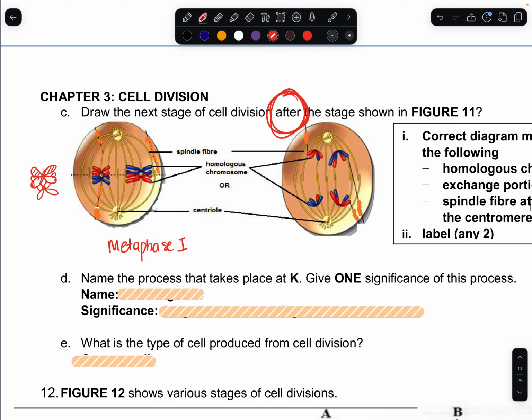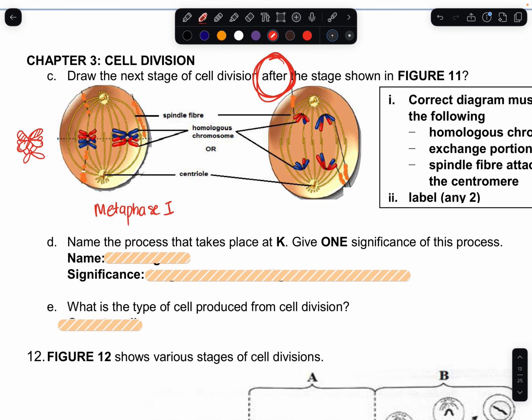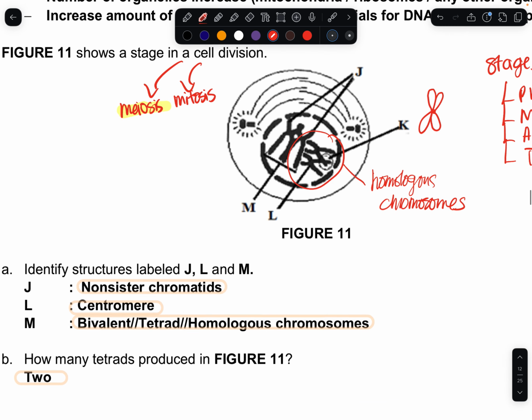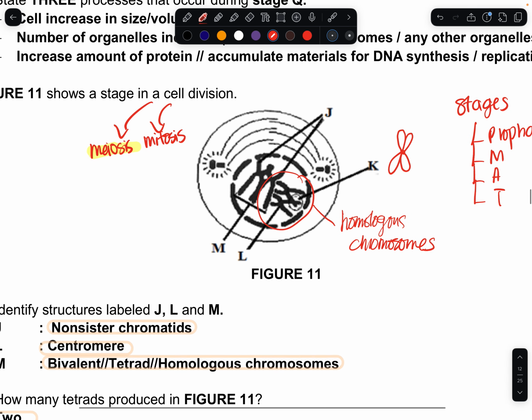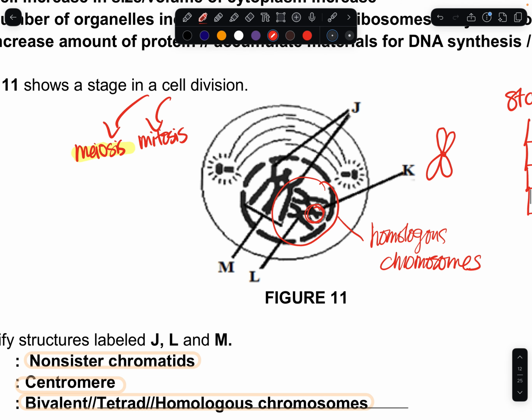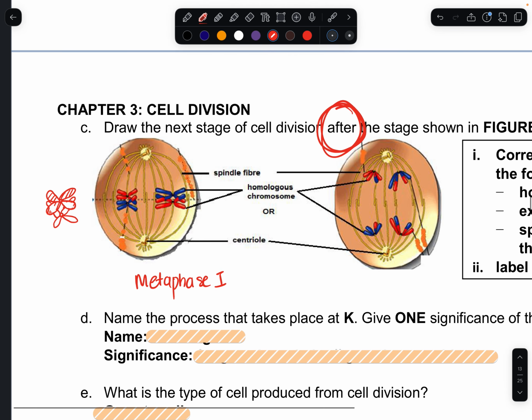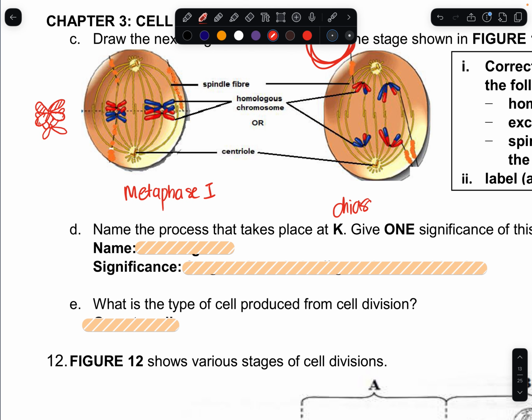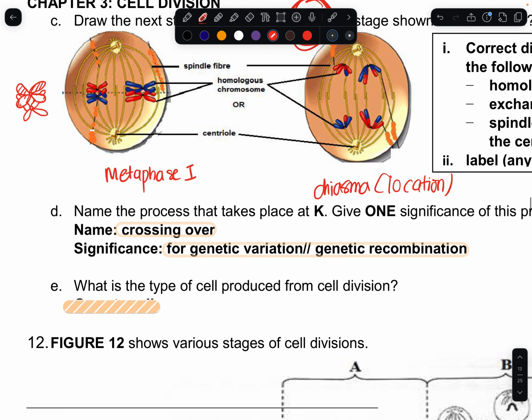Okay. Next one. Name the process that takes place at K. K. Mana K? Dekat K sini kita sudah label. Oh, belum label. K dekat sini nampak? Dekat sini adalah kiasma. Berlakunya titik perlekatan. So, I hope you guys remember. Kiasma adalah location. Di mana proses yang berlaku adalah crossing over. So, apa kepentingan crossing over? For genetic variation. Paling senang.